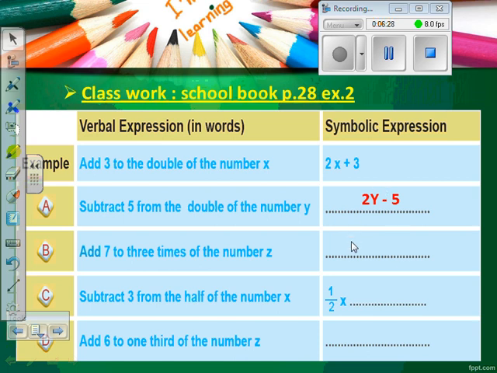Letter B. Add 7 to 3 times the number z. What is the meaning of 3 times? It means 3z plus 7. Letter C. Subtract 3 from the half of the number x. Half of number x means 1 over 2x. Then subtract 3, it means minus 3. The last one is add 6 to the third of the number z. Third of number z means 1 over 3z. Add means plus 6.